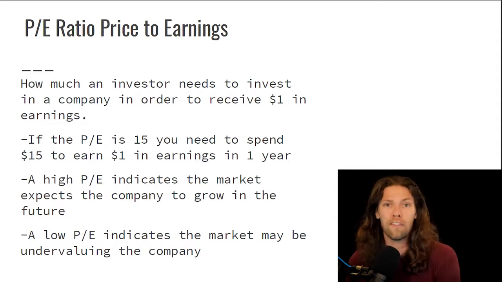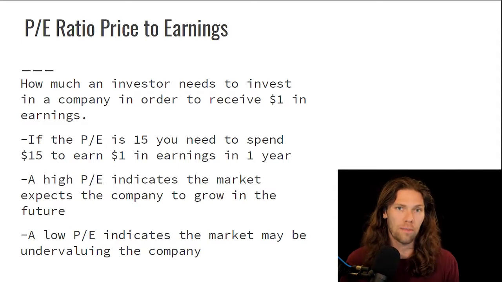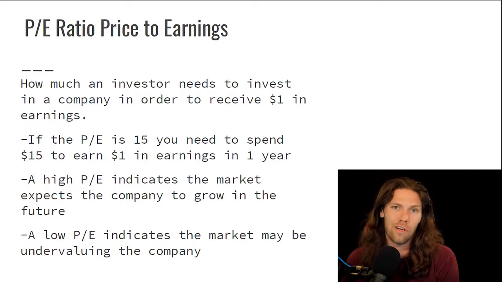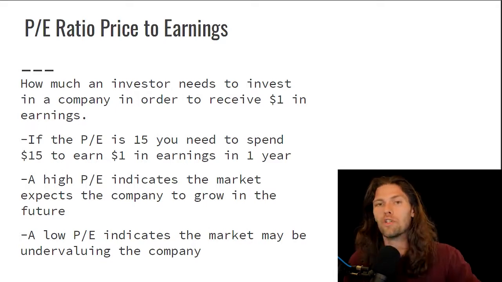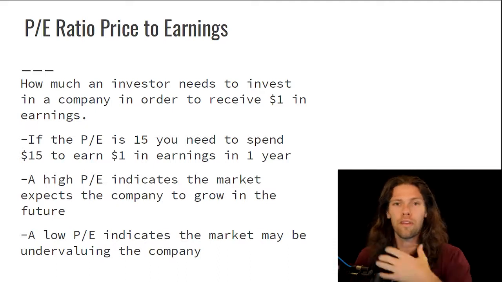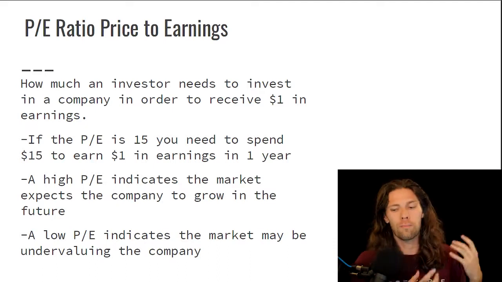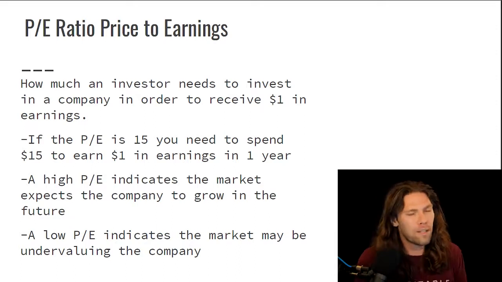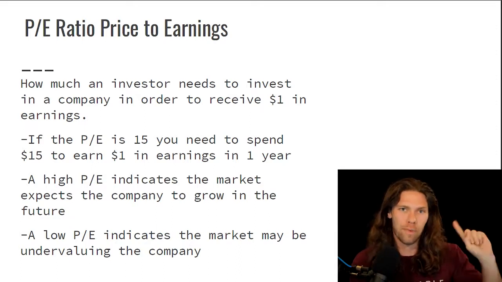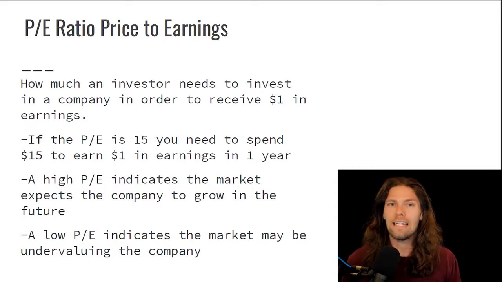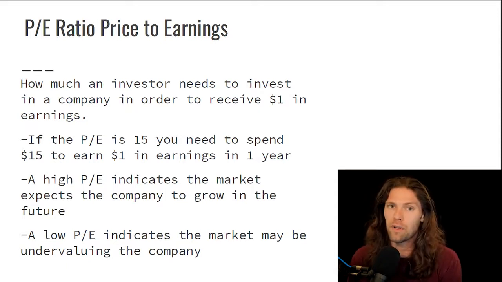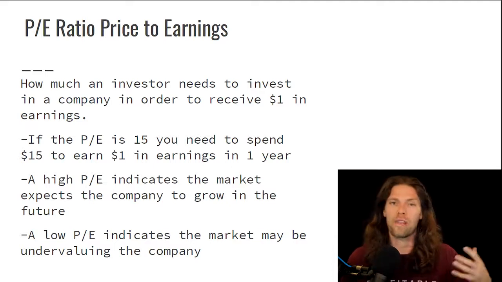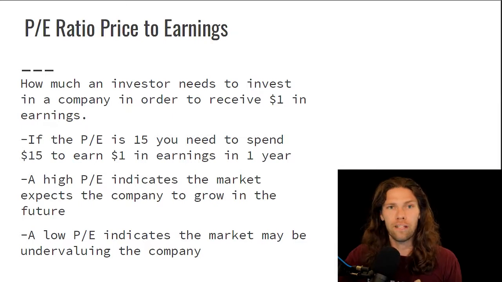Some companies don't have a P to E, and this is because they are not profitable. So it's impossible to calculate because there's no earnings. A high P to E indicates that the market expects a company to grow in the future. So we see this with companies with a lot of hype around them or brand new companies who are barely profitable but have high expectations. A low P to E indicates the market may be undervaluing the company, or there's some kind of news that has come out where investors feel it should be worth less compared to either its competitors or the average P to E.